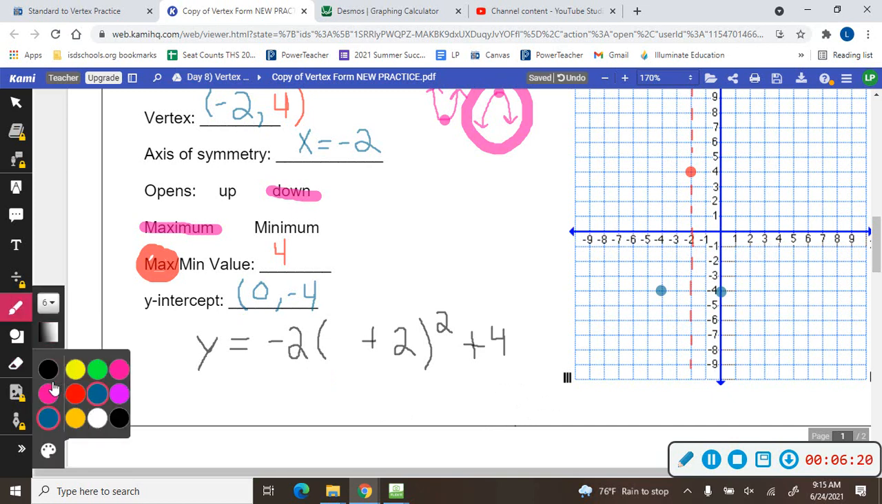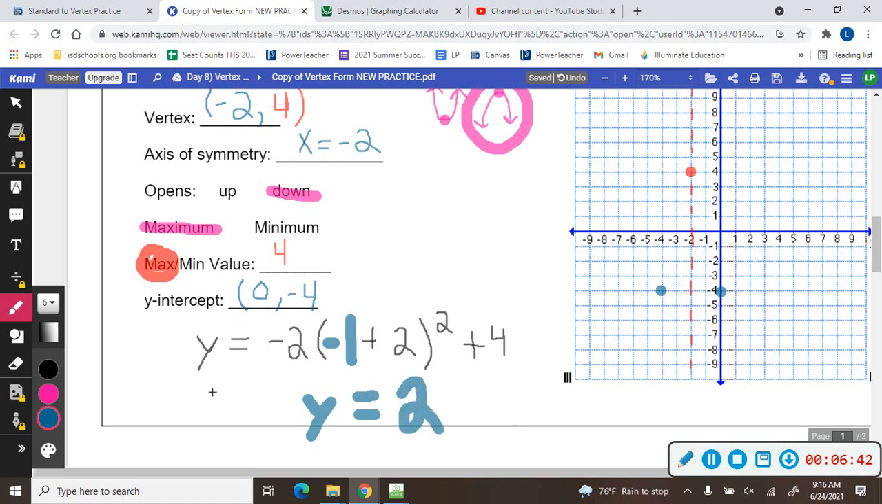So what's the value when x equals -1? So right here, I know it's going to be here somewhere. I get -1 plus 2 is 1. 1 squared is 1. 1 times -2 is -2. -2 plus 4, I'd get 2. So at -1, I get back 2. So because it's symmetrical, it'll also be right here. From there, I could plot the parabola.